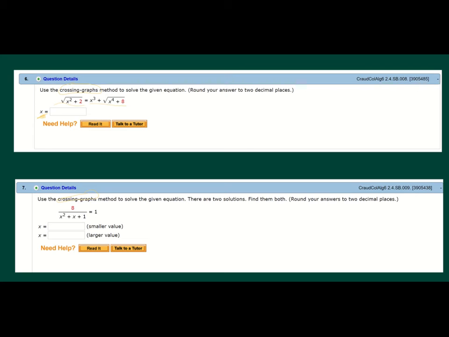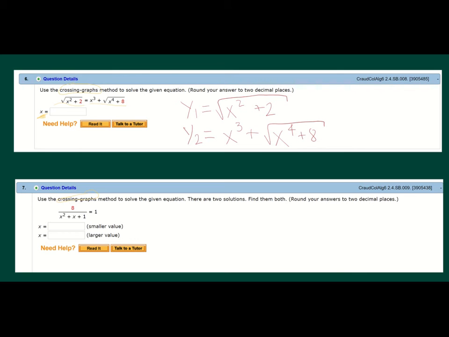The way you implement the crossing graphs method when only one variable is present is you let y1 equal the left-hand side of the equation, square root of x squared plus 2. Make sure you use the correct values, not just the ones that I have in my problem. And you let the y2 in your calculator equal the right-hand side of your equation. So x cubed plus the square root of x to the 4th plus 8. That's going to help us find when these two sides of the equation are equal to each other.